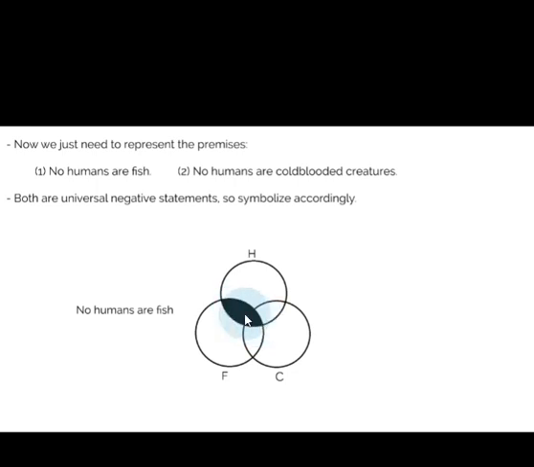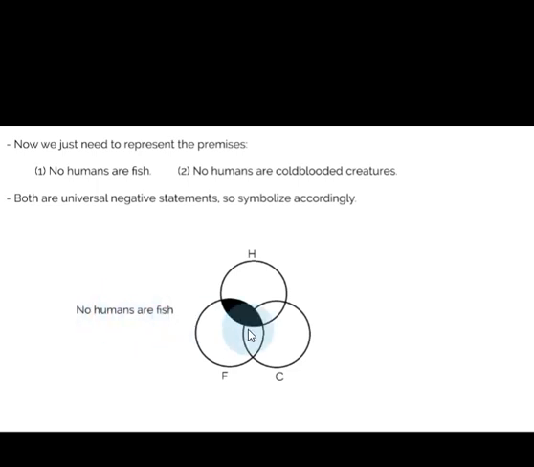There's no members here at all. We cannot put a little X anywhere here. There's not even at least one in here. There's nothing. No humans are fish. And notice that that's actually equivalent. This is one of these symmetric categorical statements. This is exactly the same as saying no fish are human. See that? It's exactly the same thing. But don't worry about that. But do worry about this.